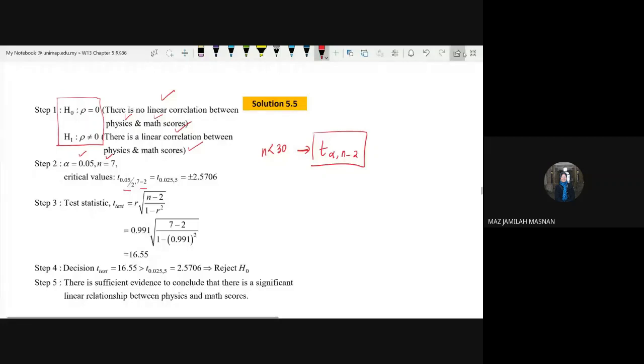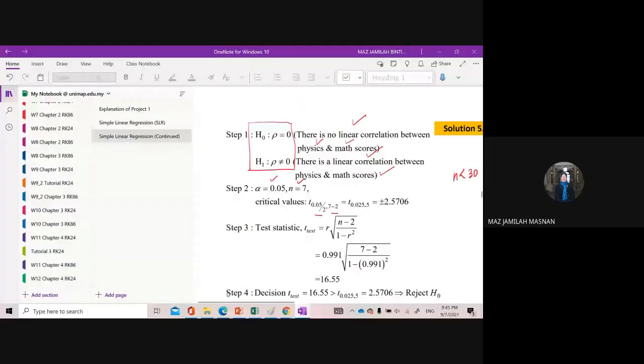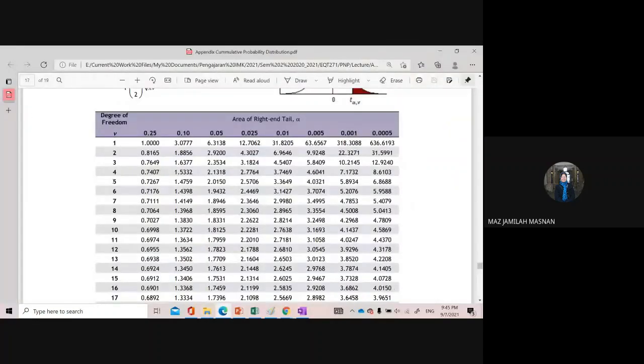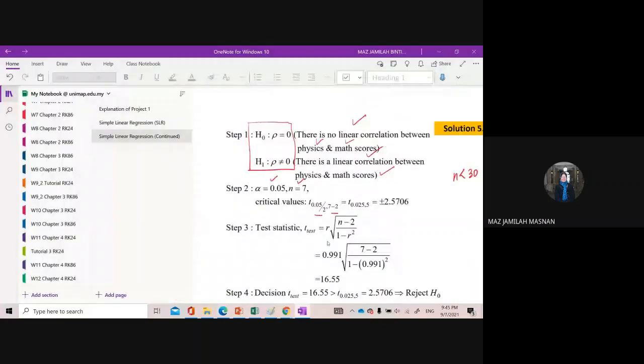Now let us look at our t table. 0.025, 5 degrees of freedom, you have here 2.5706. Everyone clear? So this is how we find our t critical value. Are you all okay, class? Okay, thank you. So we go back to our slide.